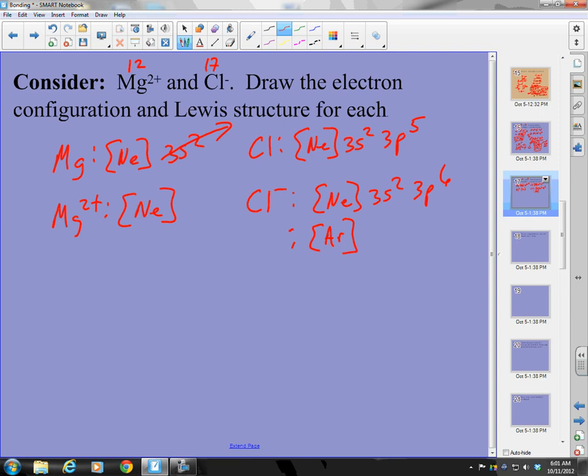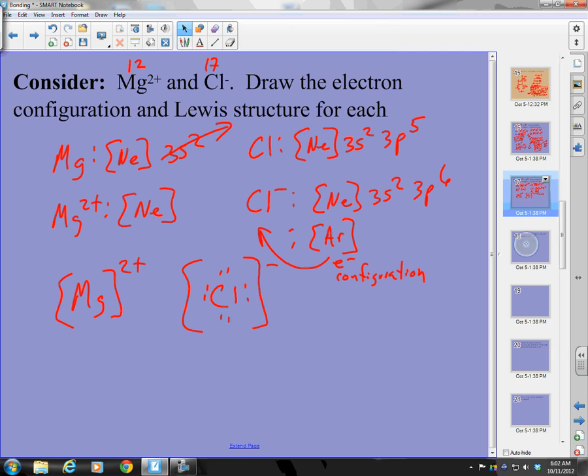Now, when I say these things, don't confuse electron configuration with the atom. It is still a chlorine atom because it has what? 17 protons. It's just that it now has an argon electron configuration, like argon. Got it? Good. And in Lewis structure, my magnesium would look like this, right? Nothing around it, 2 plus. And chlorine would have 8 valence electrons around it with a -1. So those are my answers to this question.